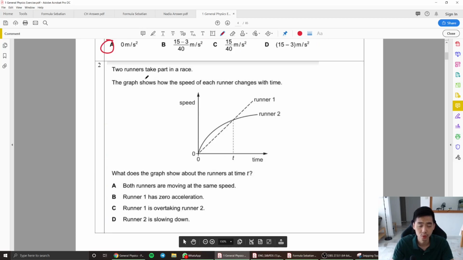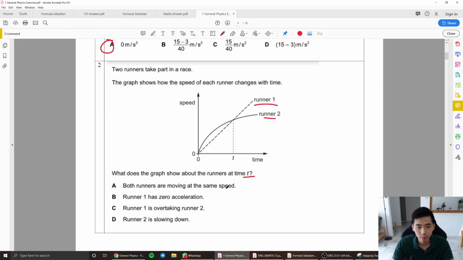And question number 2 is also one of my favorites. Two runners take part in a race. The graph shows how the speed of each runner changes with time, runner 1 and runner 2. You can see that runner 1 has a constant acceleration and runner 2 has a decreasing acceleration based on the gradient. So what does the graph show about the runners at time equals to t?